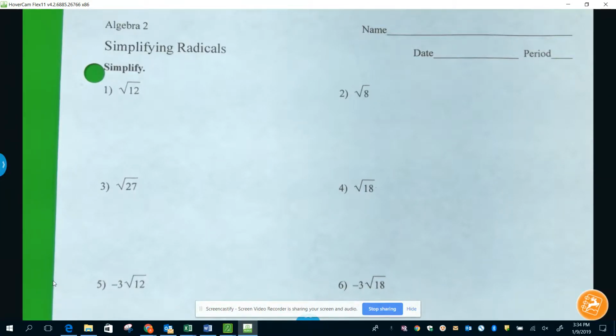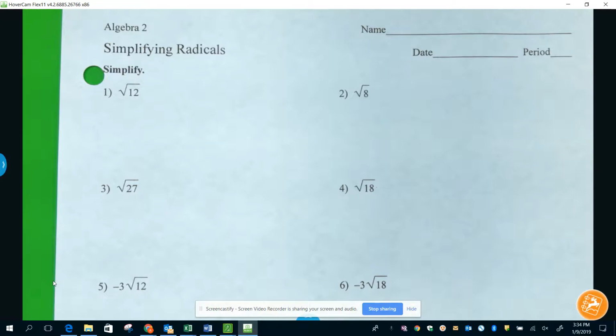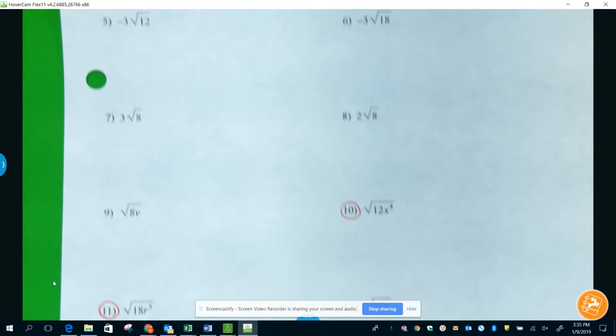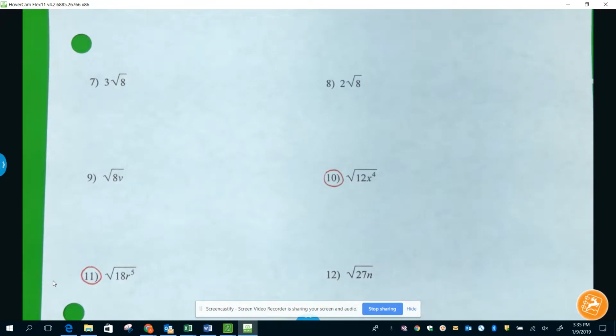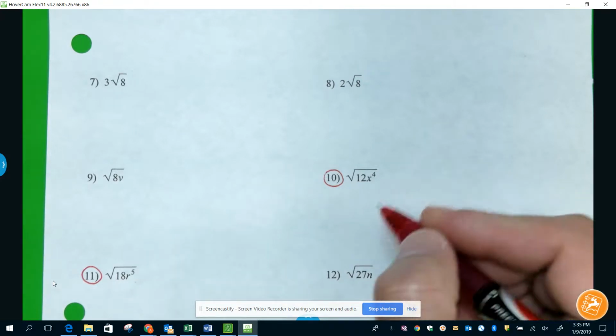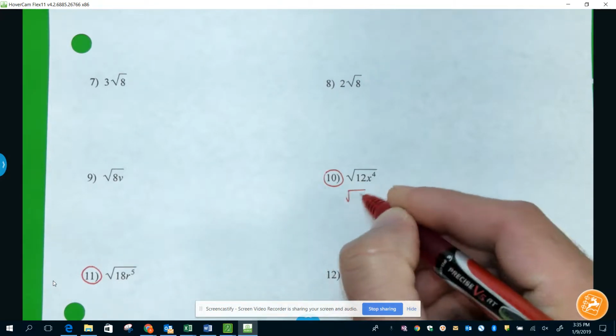All right, today we are looking at simplifying radicals. We are going to skip ahead down here to the number 10. All right, so if we've got 12x to the fourth underneath our square root, we can do this a couple of different ways.